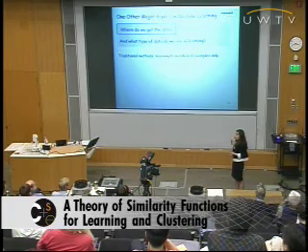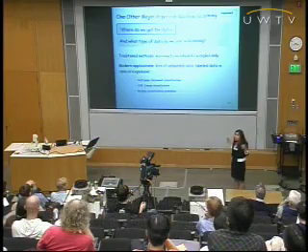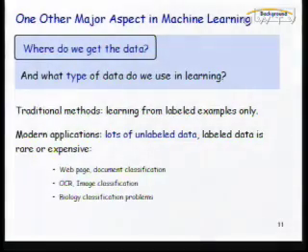For many modern learning applications, however, unlabeled data is often much cheaper and more plentiful than labeled data. For many modern learning applications, like web page classification, image classification, biology classification problems, we can often generate a lot more data than we can label or annotate manually. And as a consequence, there has recently been substantial interest in the machine learning community in using unlabeled data together with labeled data for learning.